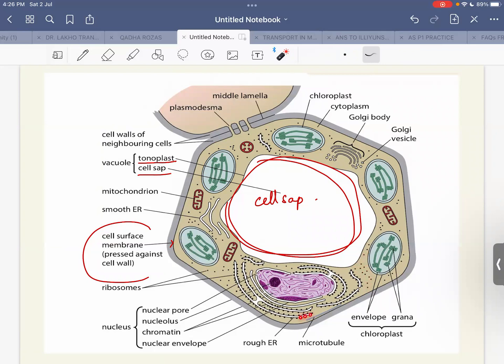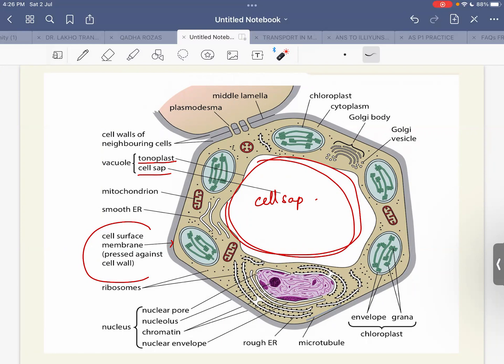Sometimes these dotted structures are found on these tubes, so they can be free or they can be attached on these tubes. Whether they are free or whether they are attached, they still are known as ribosomes, and their function is the same, which is to synthesize protein.